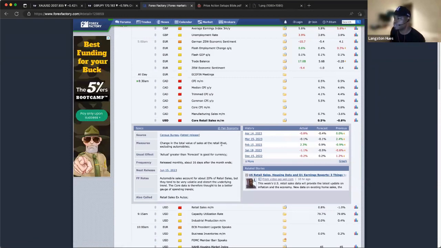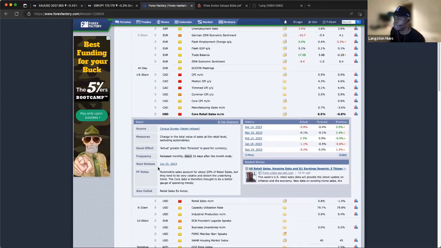Change in the total value of sales at the retail level, excluding automobiles. Actual greater than forecast is good for currency. Released monthly about 16 days after the month's end. Next release is around June 15th next month. Automobile sales account for about 20% of retail sales, but they tend to be very volatile and distort the underlying trend. The core data is therefore thought to be a better gauge of spending trends.